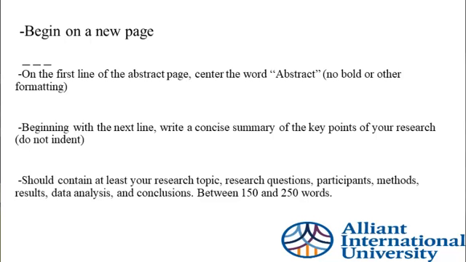For the abstract, it generally includes your research topic, research questions, participants, methods, results, data analysis, and conclusions, and generally ranges from 150 to 250 words. And sometimes it might not include all those topics depending on the type of research paper this is, but generally these are the components for your abstract.